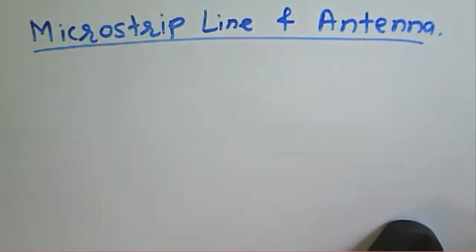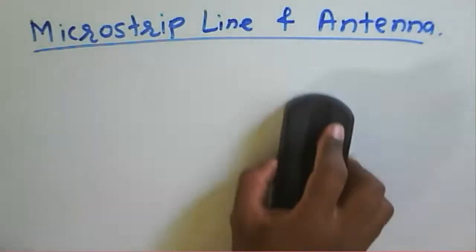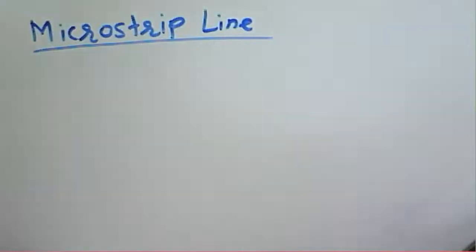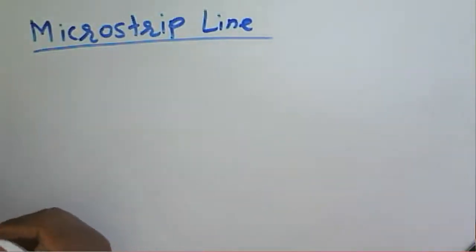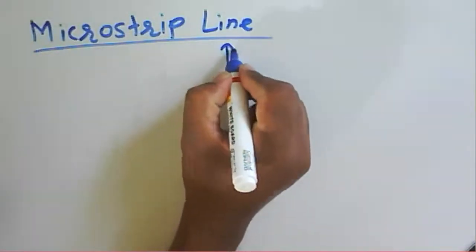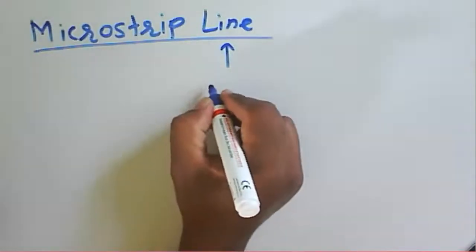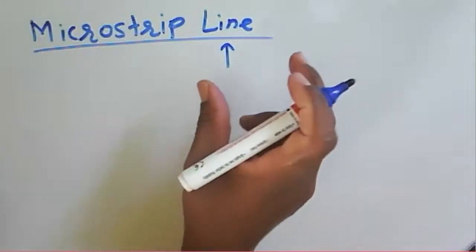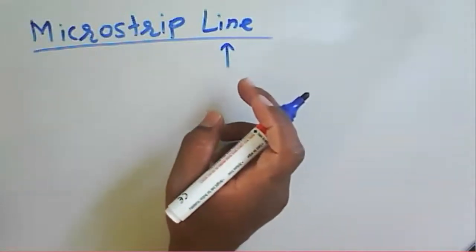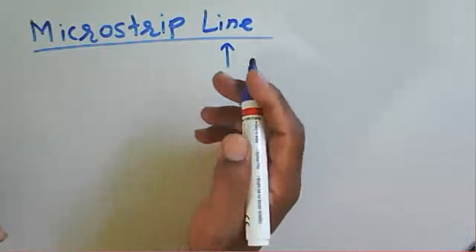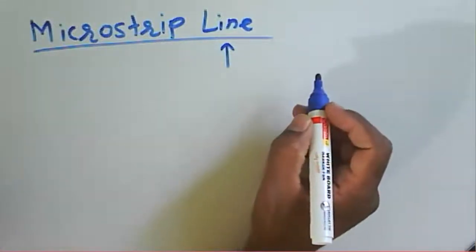First, we start here with the microstrip line. And in the microstrip line, we will learn what the various types of configurations available are. Now, a microstrip line is nothing but a transmission line that is used to propagate a microwave signal, or we can say a high frequency signal, through the line.